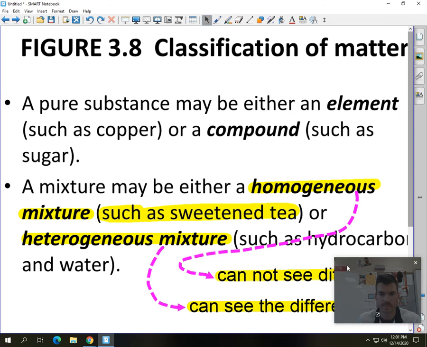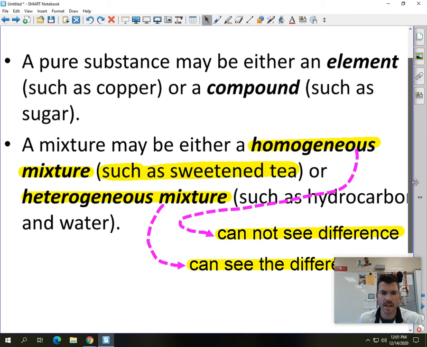The two types of mixtures are what are called homogeneous and heterogeneous, or sometimes you hear homogeneous and heterogeneous. It's kind of pronounced both ways, so whichever you prefer is fine. But homogeneous mixtures, if you follow my little pink arrow right here, means you cannot see the difference. So when these things are mixed together, it looks like just one thing. An example for that would be sweet tea. If I had sweet tea in one cup and unsweet tea in the other cup, nobody would know the difference, except the sweet tea has sugar mixed into it. You just can't see it. So that means you cannot see the difference.